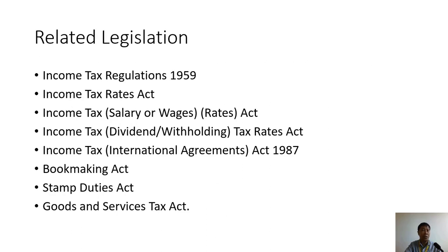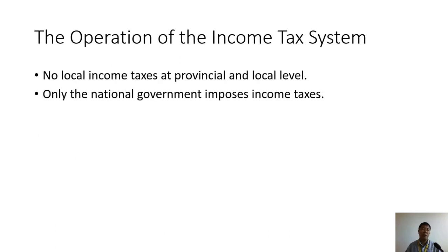Related legislation, of course, we have the Income Tax Regulation 1959, Income Tax Rates Act, Income Tax Salary or Wages Rates Act, Income Tax Dividend Withholding Tax Rates Act, Income Tax International Agreement Act 1987, Bookmaking Act, Stamp Duties Act, and then the Goods and Services Tax Act. Now, as previously mentioned, there are no local income taxes at provincial and local level, and only the national government imposes income taxes.